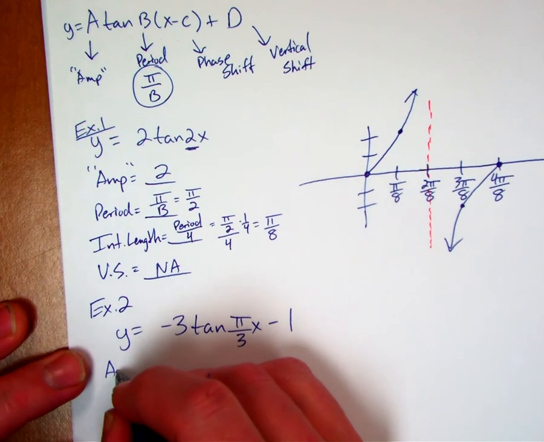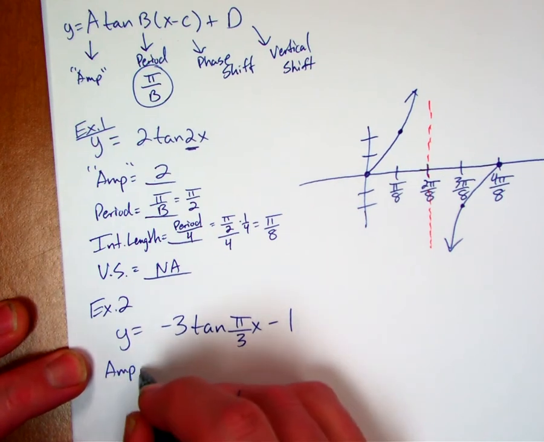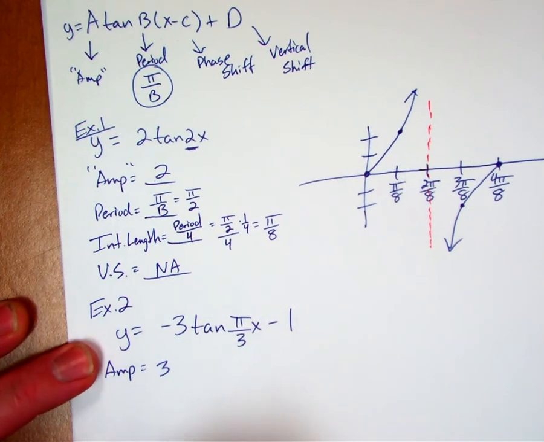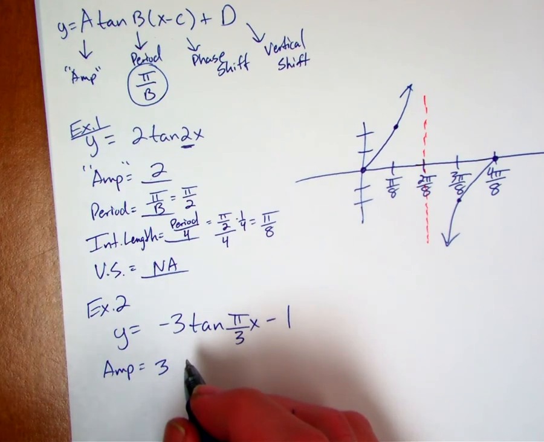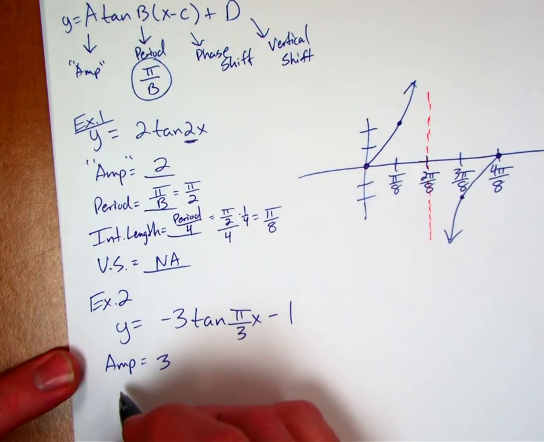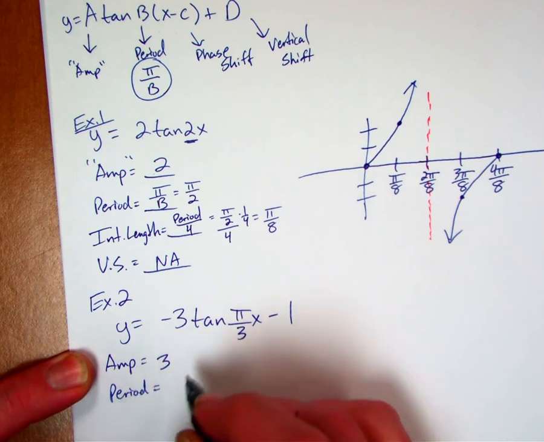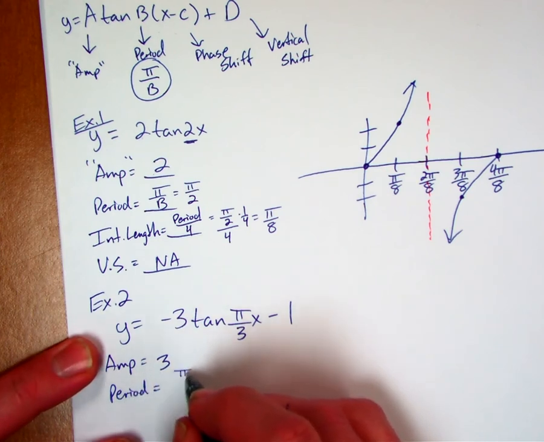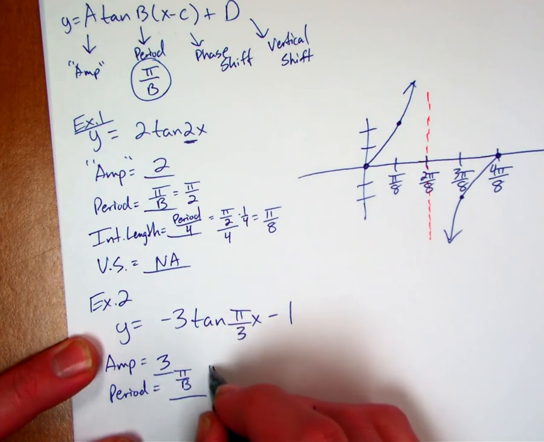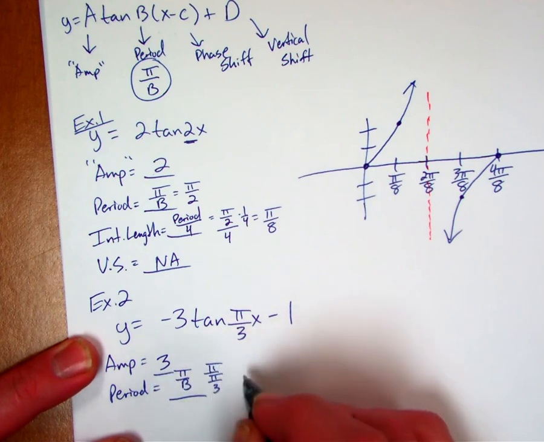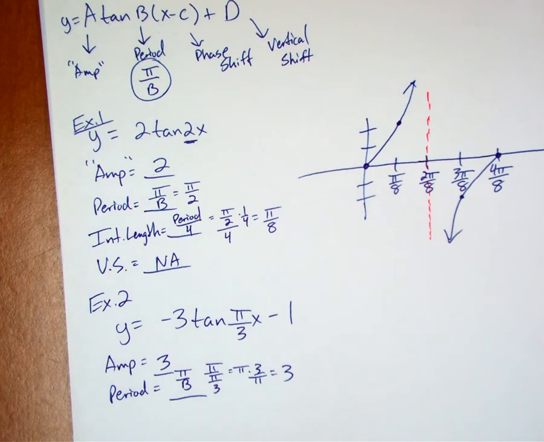So my amplitude is going to be 3. Don't write the negative, remember? It's just more like a distance. So amplitude is 3. Period is pi over b, which in this case is going to be pi over 3. When you flip and multiply, folks, you get 3. So my period is 3.